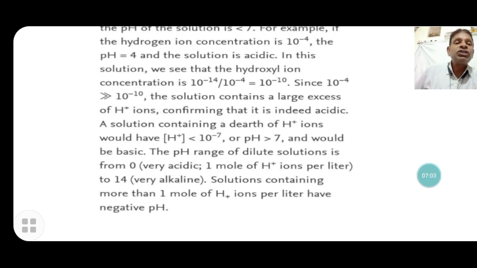Solutions containing more than 1 mole of hydrogen ion per liter have negative pH. If the hydrogen concentration is more than 1 mole per liter, then this concentration of the hydrogen ion is a positive power of 10, so the pH value of the solution becomes negative. It is a stronger acid.